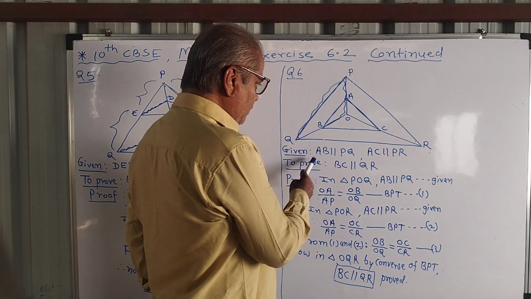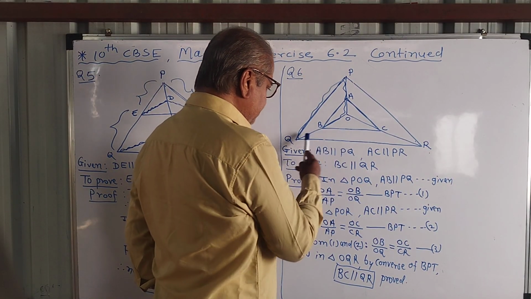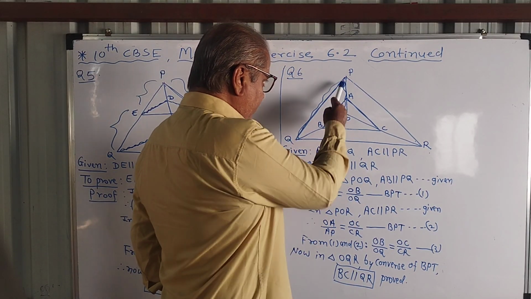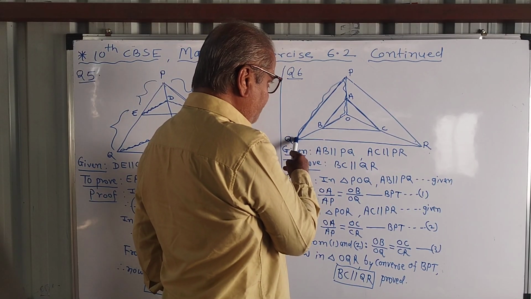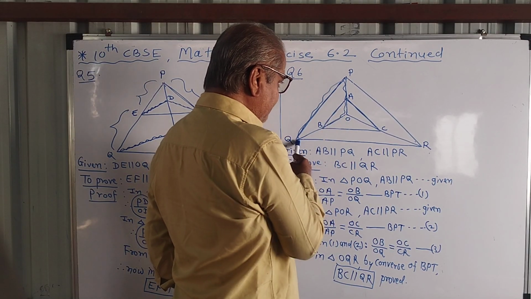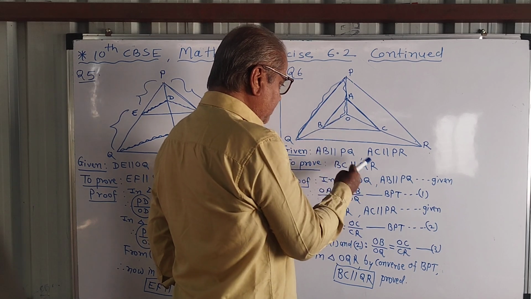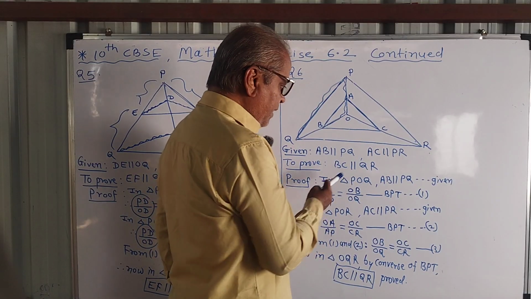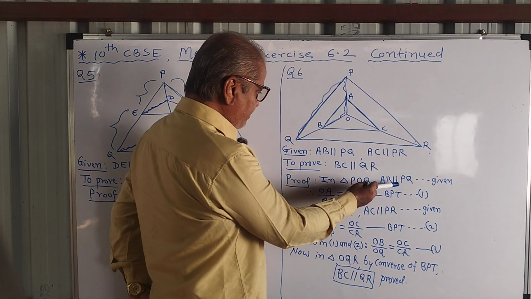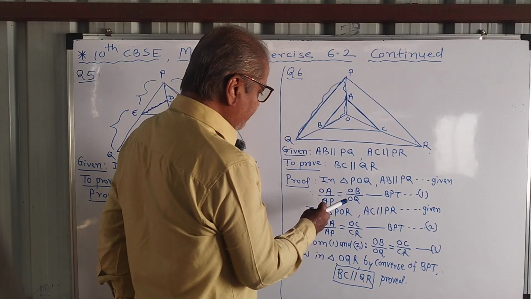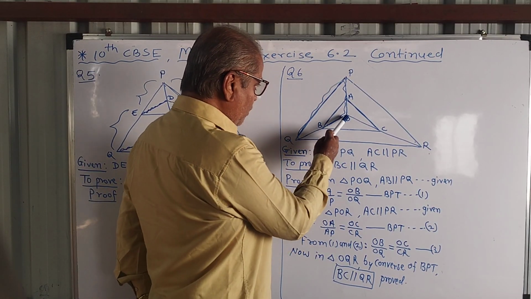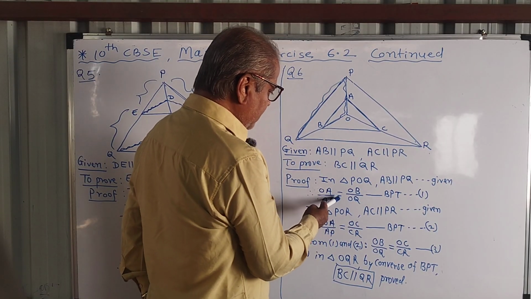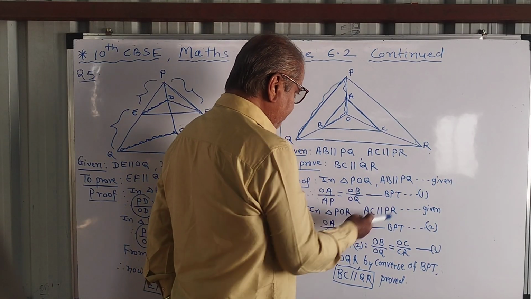Given, to prove: what is to be proved? BC is parallel to QR. Now I will go to triangle POQ because AB and PQ are the given lines which are in POQ. So I need to consider triangle POQ in which AB is parallel to PQ. It is given. Now use BPT. OA upon AP and OB upon BQ are equal. BPT, statement number 1.